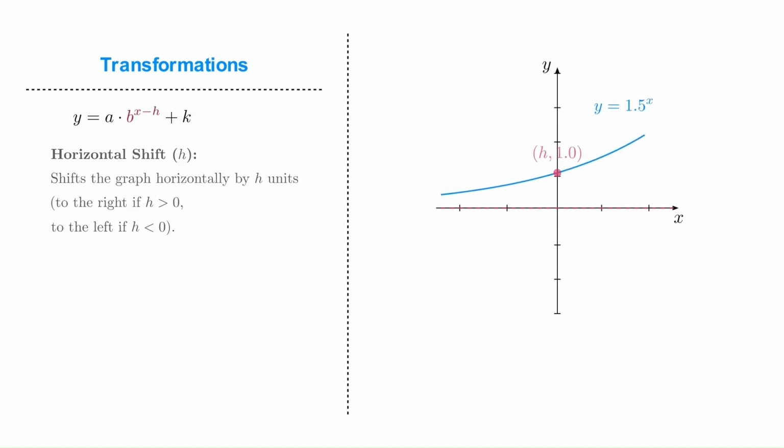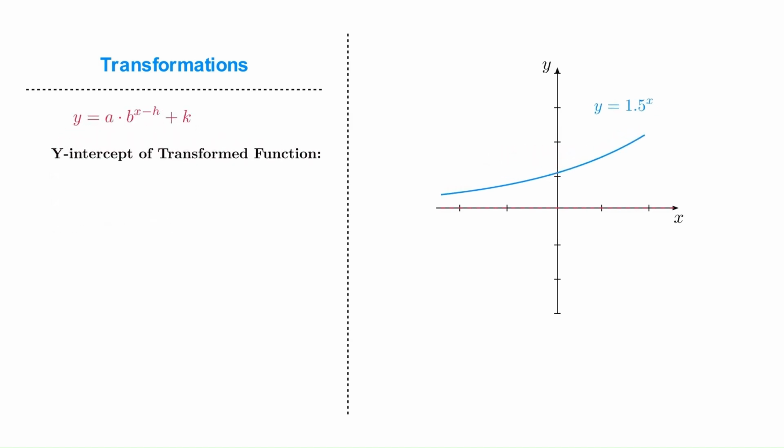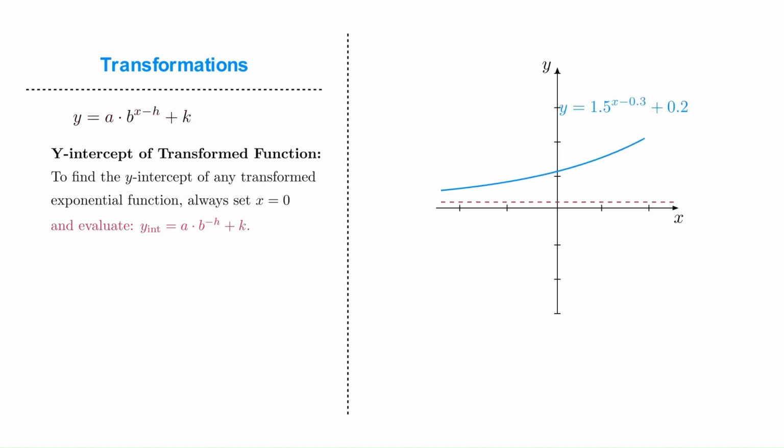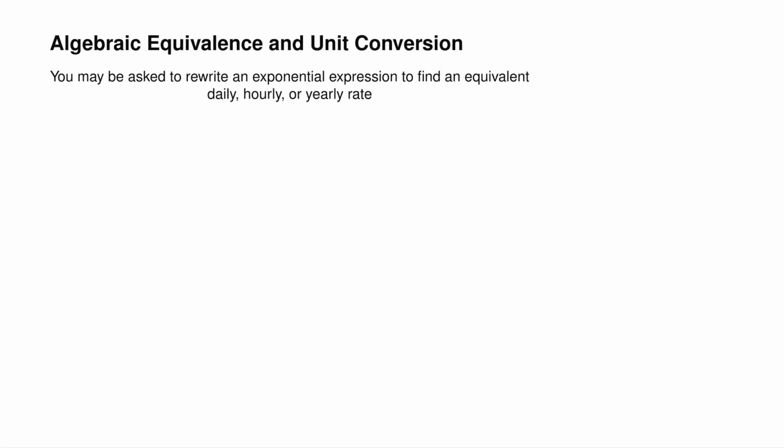Lastly, to find the y-intercept of a transformed function, simply set x equal to 0 and evaluate the expression, which yields the y-intercept at a times b to the power of negative h, plus k. On some SAT problems, you may need to rewrite an exponential expression to determine an equivalent rate over a different period, such as a daily, hourly, or yearly rate. By applying the exponent property listed here, we can adjust the base of our function. Let's look at an example.